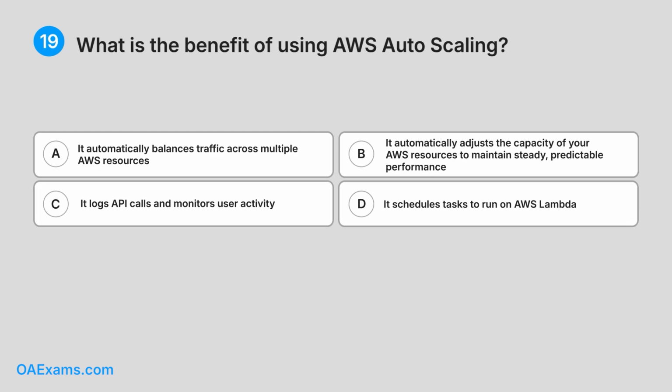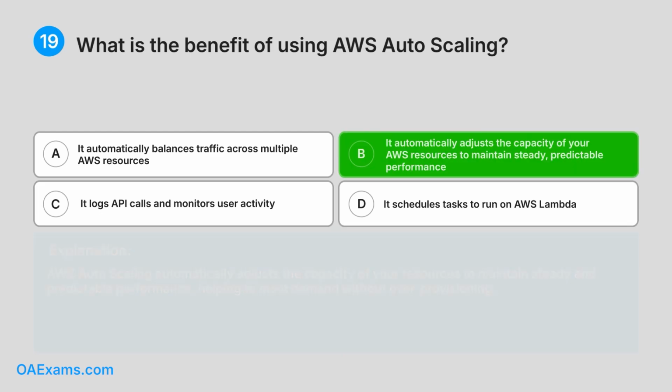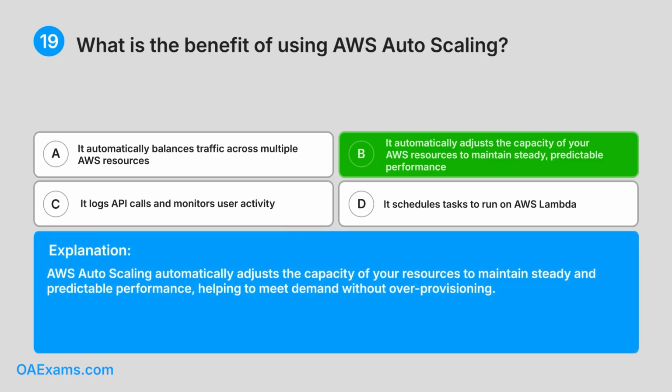Correct answer, B. Explanation: AWS Auto Scaling automatically adjusts the capacity of your resources to maintain steady and predictable performance, helping to meet demand without over-provisioning.